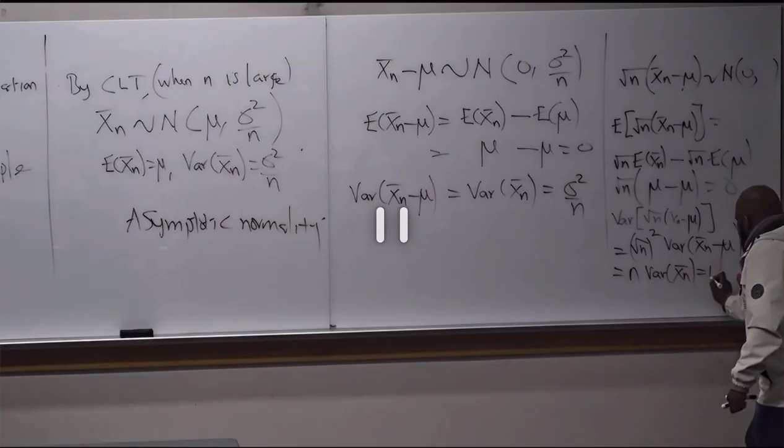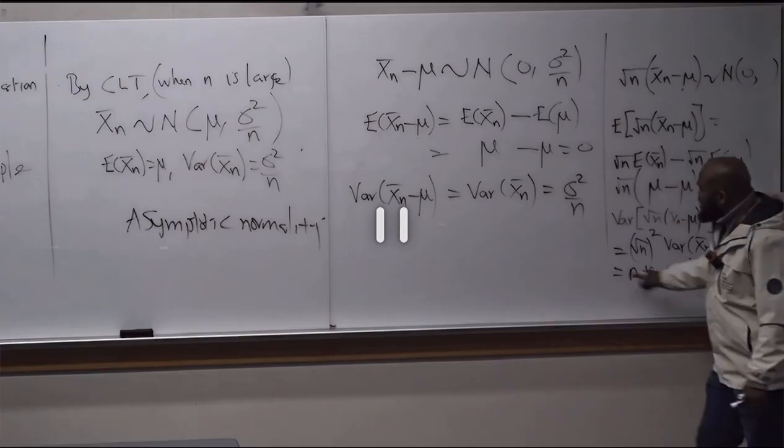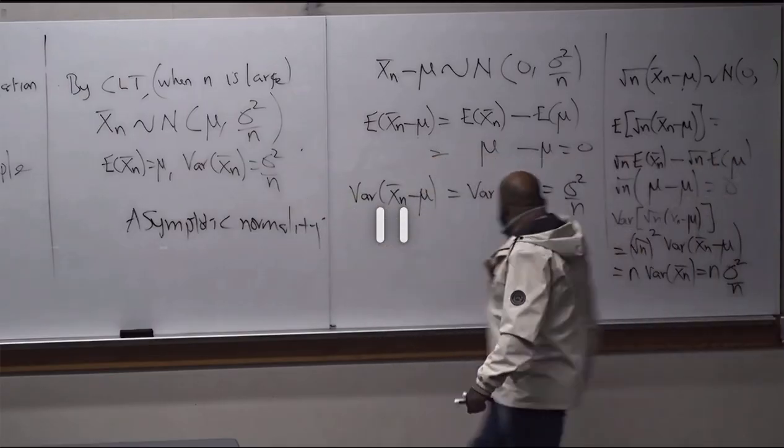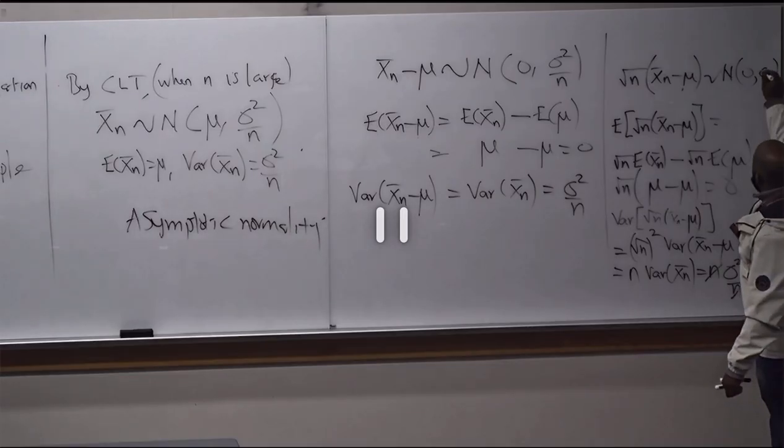Then here I'm actually going to have n. What is that? Sigma squared over n. Don't forget, the variance of x bar is sigma squared over n. N cancels n, okay? Finally, it is sigma squared. So here is 0 and sigma squared.